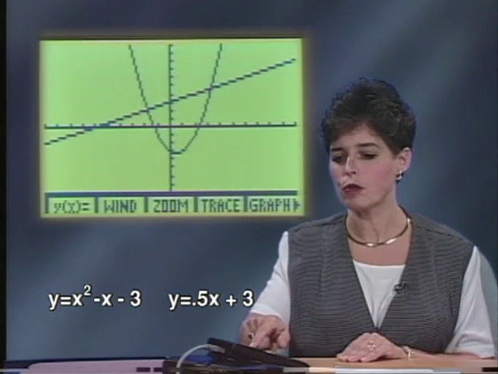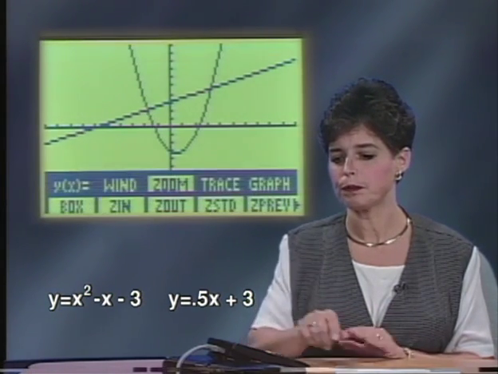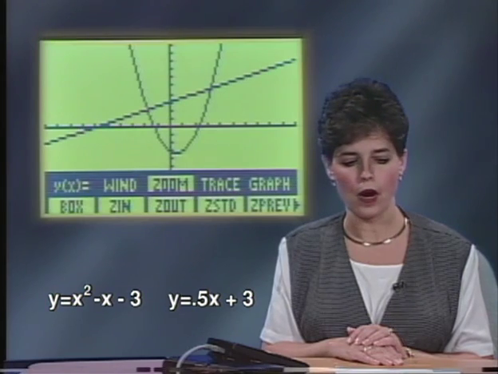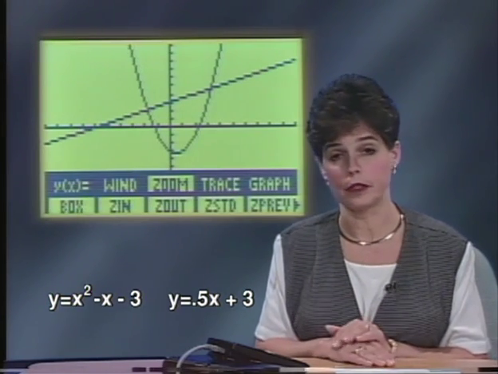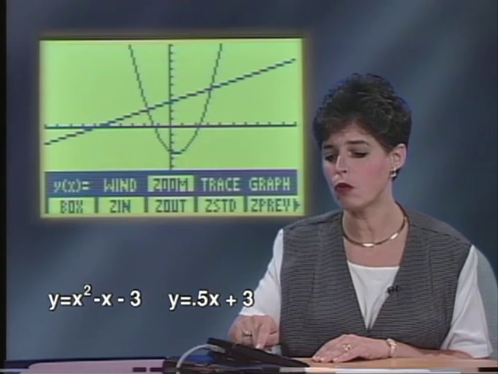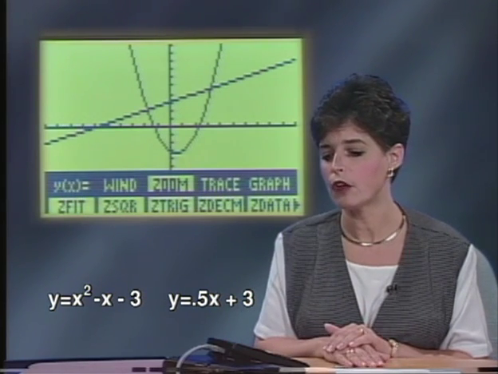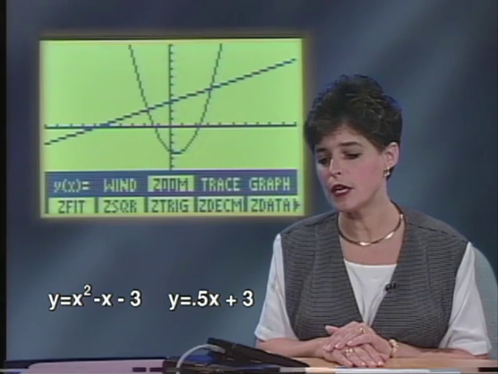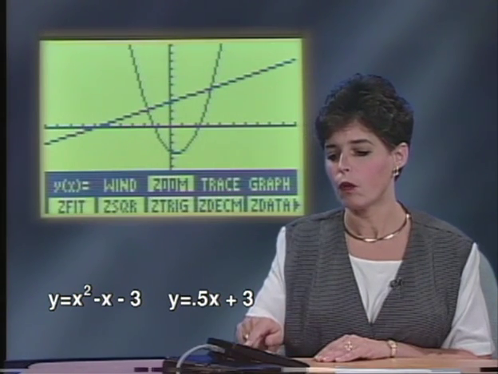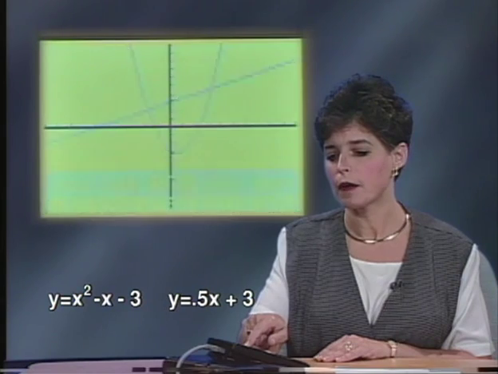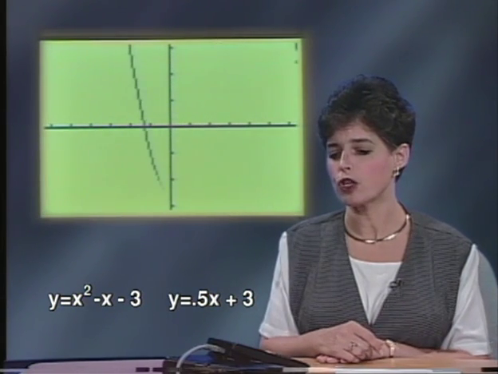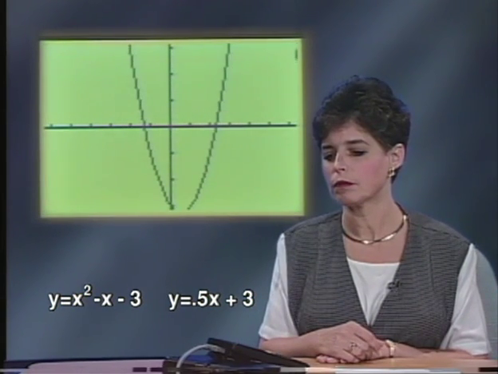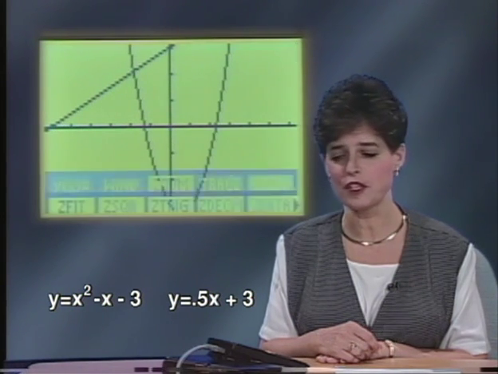Let's go to Zoom with F3, and I'm going to try Zoom Decimal. I don't see it right now, so let's hit the More key to see more of the Zoom menus. And it's right above F4 with ZDECM. I'm going to press that, and I'm getting a new picture. Now everything seems to look a little bit different.